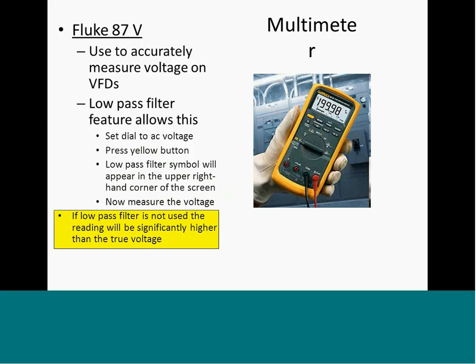Now notice here it says if the low-pass filter is not used, the reading will be significantly higher, approximately about 100 volts. It's a 1.414 ratio is what it really is. So if you take your incoming voltage, multiply it by 1.414, you should get approximately what your outgoing voltage is if you're running on AC voltage. If you're hooking up a low-pass filter, you'll see what you're supposed to see.